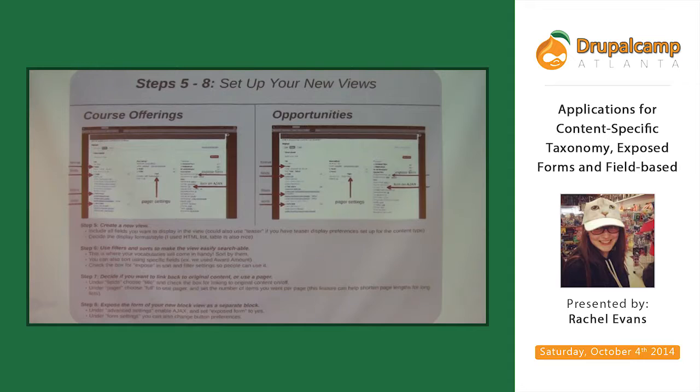Next, step 6, you're going to use filters and sorts to make the view easily searchable. This is where you're going to pull in those vocabularies. This is where you're going to expose this filter or sort so that people can actually edit it themselves. You don't have to expose all filters and sorts. One of those that I do not expose is by date.